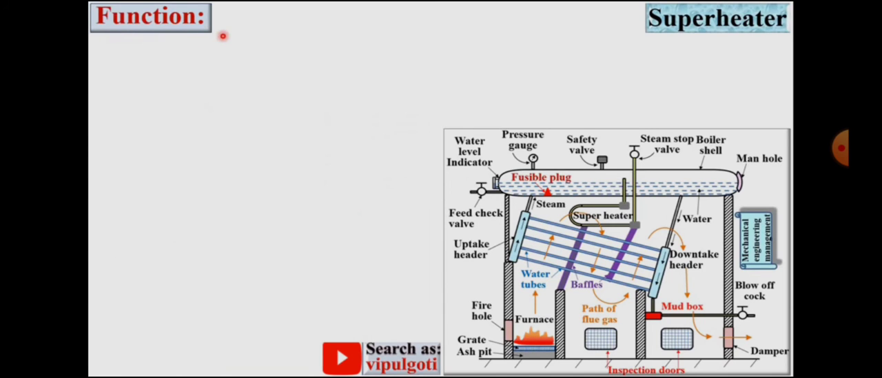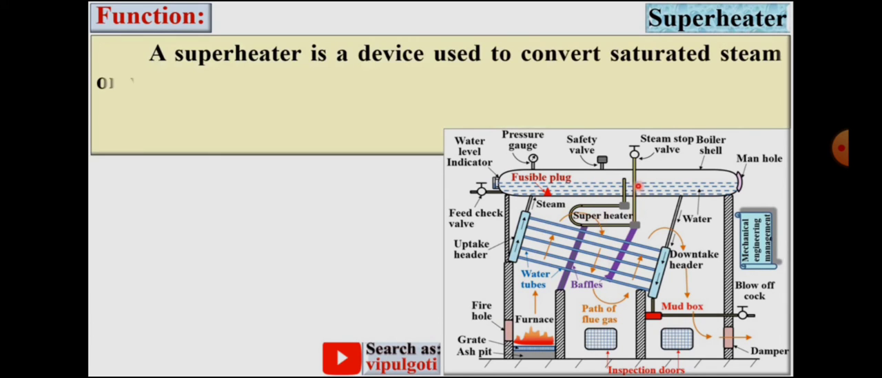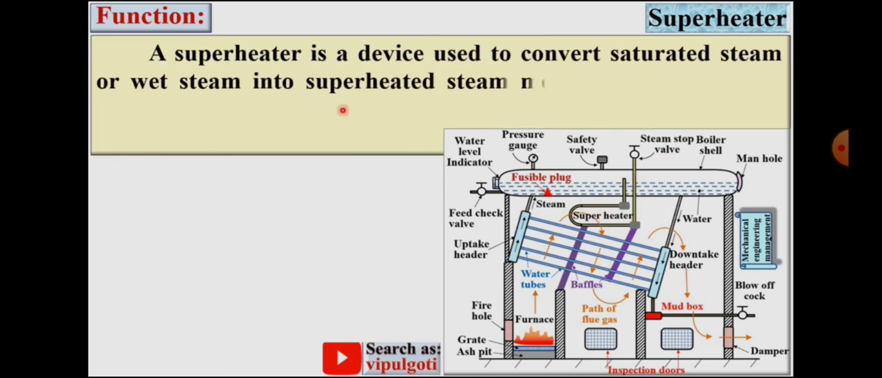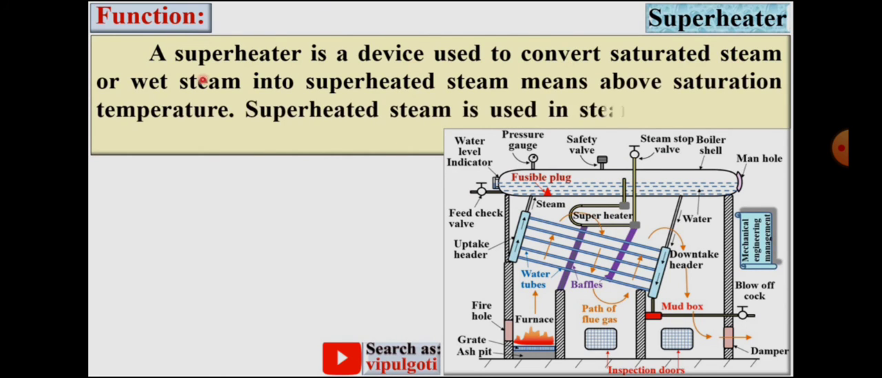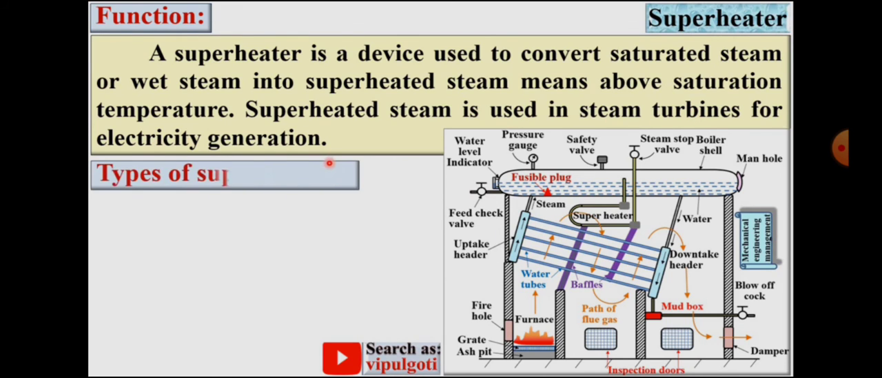Now let's start with the function of the superheater. Here you can see the superheater with the yellow pipe. A superheater is a device used to convert saturated steam or wet steam into superheated steam, meaning above saturation temperature. Superheated steam is used in steam turbines for electricity generation.